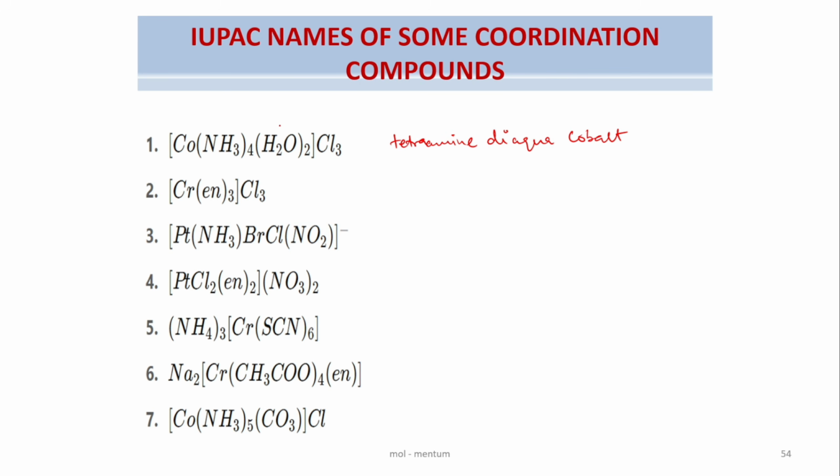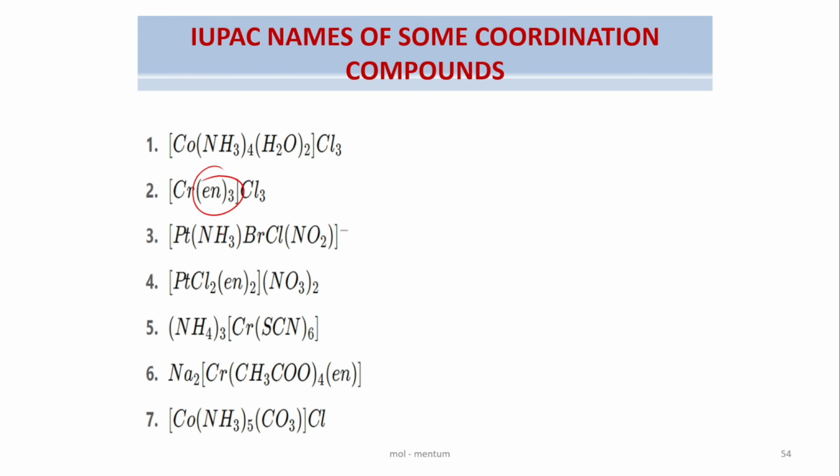Then you can write the name of cobalt. And what is the oxidation state? This is neutral, this is neutral. So contribution 0, 0. This is 3 minus, this complex is having 3 plus. So cobalt 3. Then outside this you can write chloride. Tetraamine, diaqua, cobalt 3 chloride.